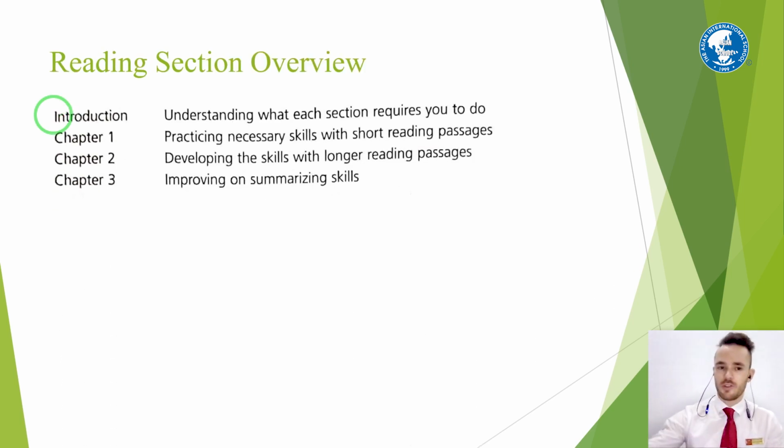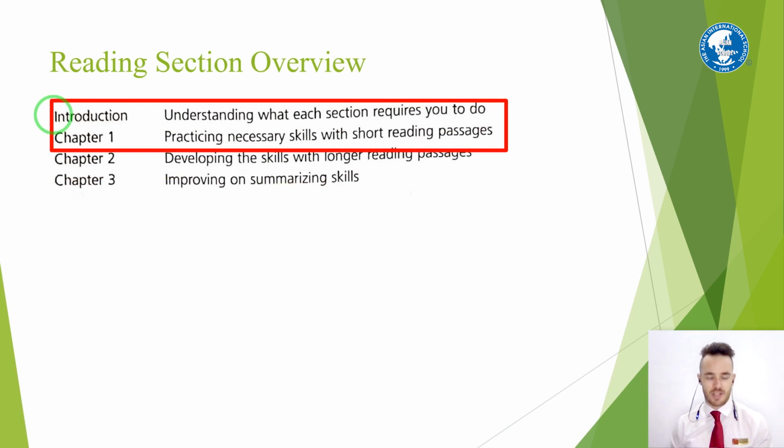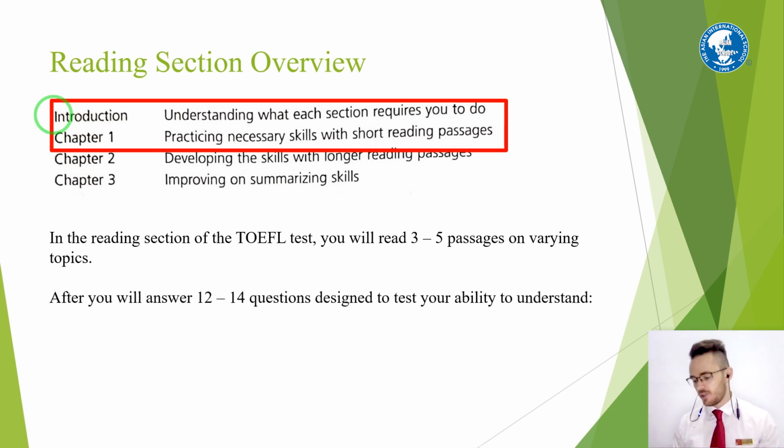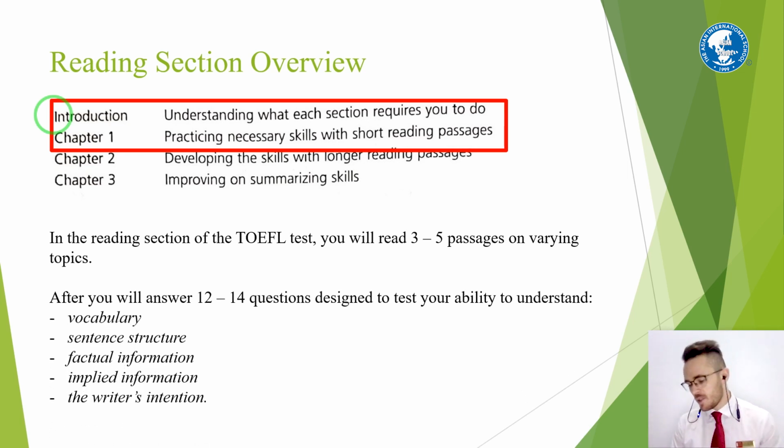Okay. So if you turn to page 20 in your textbooks, if you have them, you'll see at the top of the page, there is a chapter outline. We have the introduction and chapter 1, which are the 2 parts that we're going to be doing today. In chapter 1, there are 5 short reading passages that we're going to be working through and answering questions about. So in the actual TOEFL test, you'll read 3 to 5 passages on varying topics. After each passage, you will answer 12 to 14 questions that test your ability to understand vocabulary, sentence structure, and factual information, as well as implied information and the writer's intention.